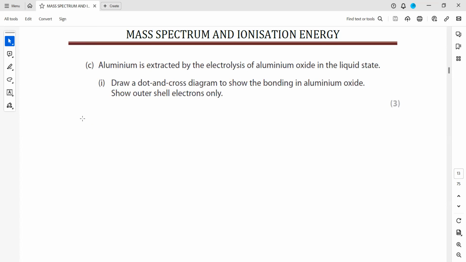Then aluminium is extracted by electrolysis of aluminium oxide in a liquid state. Draw a dot and cross diagram to show the bonding of aluminium oxide. Because it is a metal and a non-metal, what kind of bonding will they have? They will have ionic bonding. The formula of aluminium oxide is Al2O3, because aluminium is +3 and oxygen is -2. So we have to draw 2 aluminium and 3 oxygen.